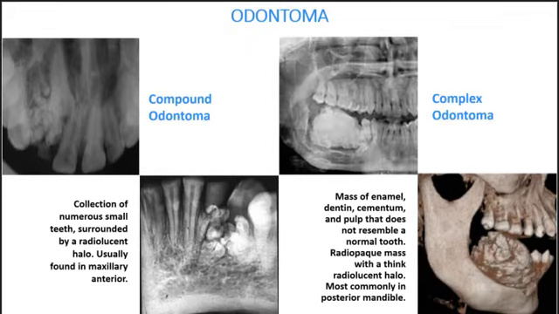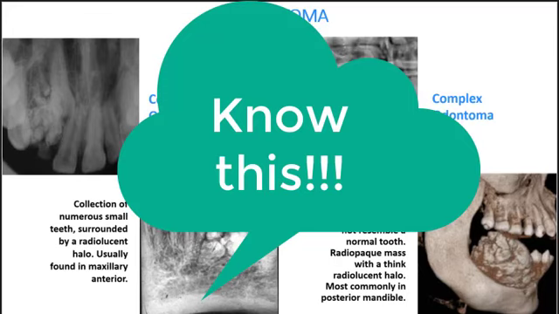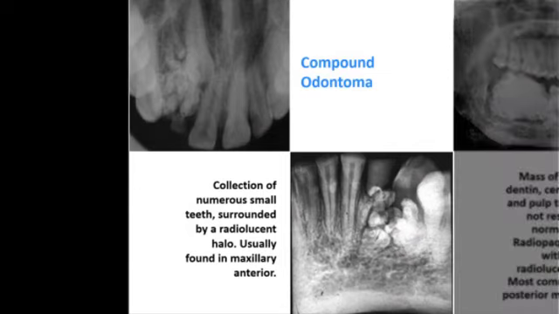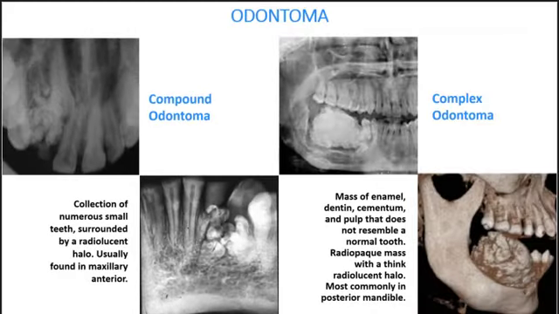Odontomas are the most common odontogenic tumor. The most common odontogenic tumor. These are composed of mature enamel, dentin, cementum, and pulp. And there are 2 types of odontomas, compound and complex. You're going to want to know the difference between these 2 subsets. A compound odontoma consists of many small teeth. They might not be perfectly formed teeth, but they do have a resemblance of individual micro teeth.